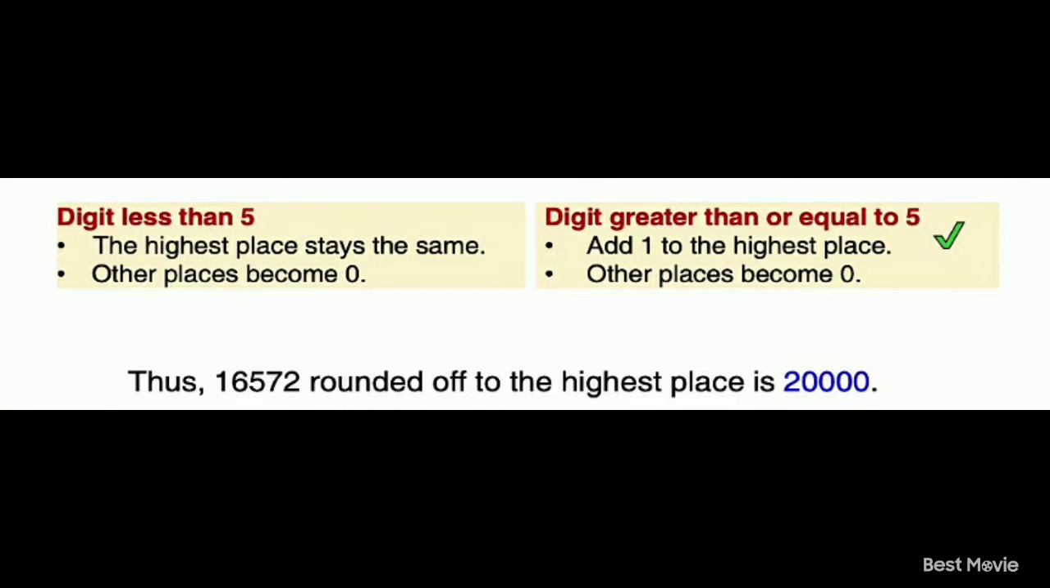Next, the number is 16,572, and thus the highest place is 1 and the next number to it is 6. So the rule is when the digit is greater than or equal to 5, we need to add 1 to the highest place and other places become 0. Here the second number is 6, which is greater than 5. So we will add 1 and the remaining will become 0. So the answer is 20,000. These are the steps we need to follow to round off the number to the highest place.